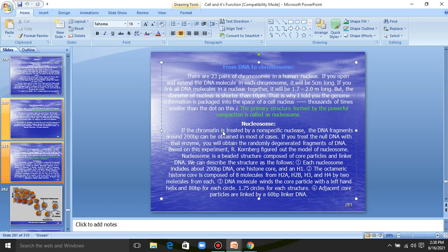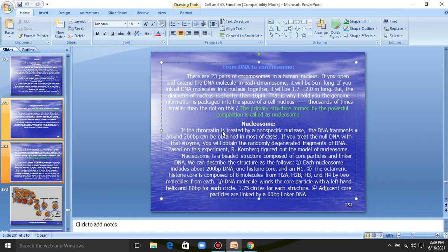If you see the histone core, it is composed of 8 molecules of 4 types of histone molecule: H2A, H2B, H3 and H4, two molecules from each. That means the histone core consists of 8 molecules: 2 molecules of H2A, 2 molecules of H2B, 2 molecules of H3 and 2 molecules of H4.